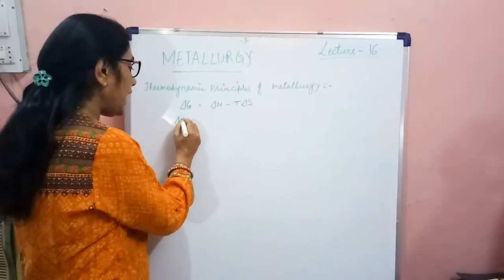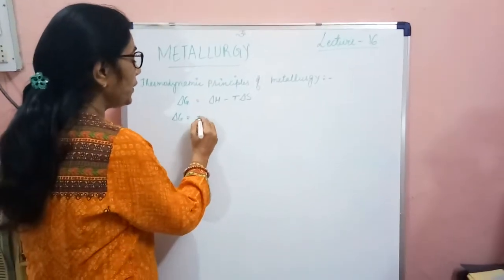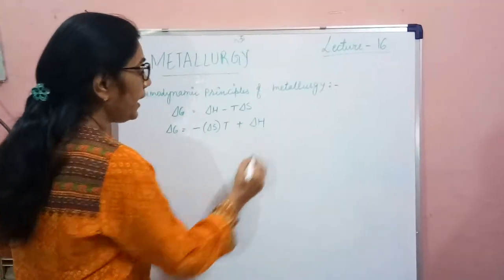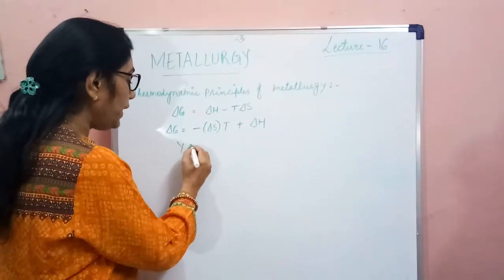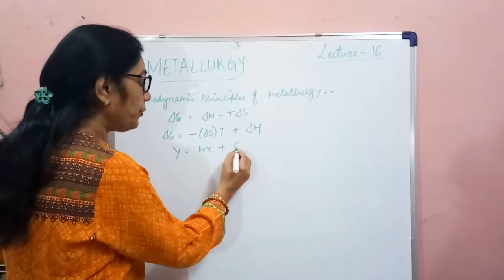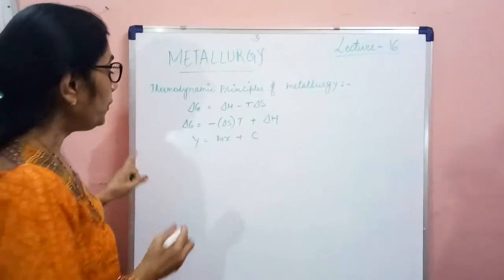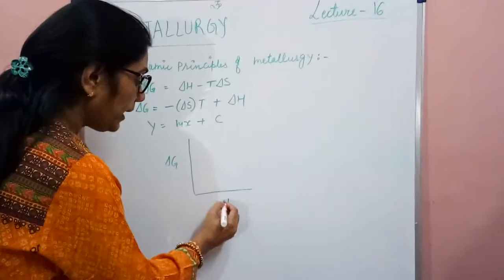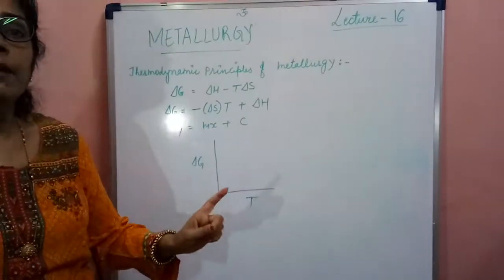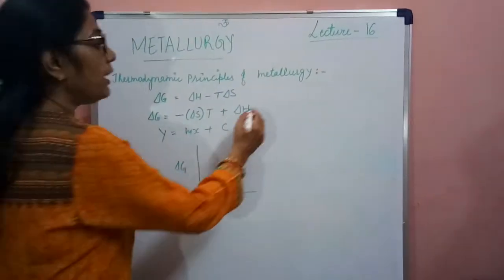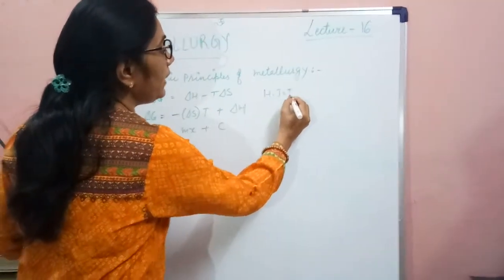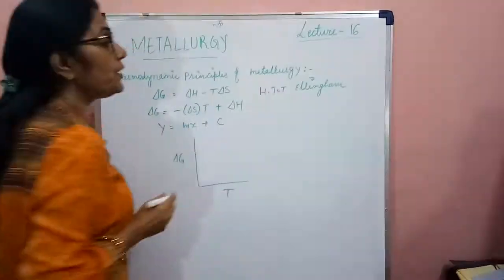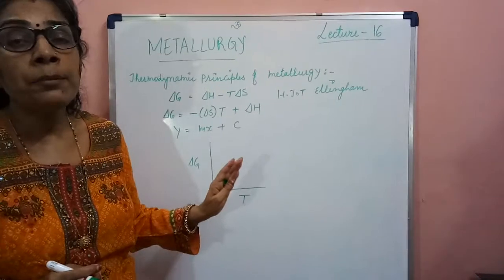Now this expression can also be written as delta G is equal to minus delta S into T plus delta H. So the expression comes out to be in the form of y is equal to mx plus c. So if you plot a graph between delta G and temperature, it will always give a straight line, and that was given by H.J.T. Ellingham, and hence this representation is also known as Ellingham diagram.